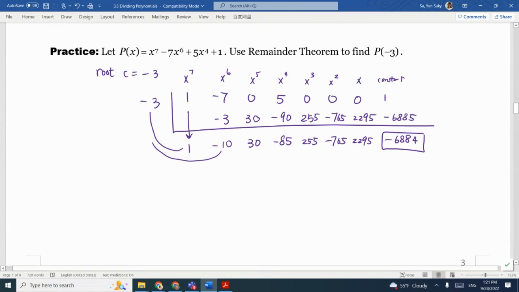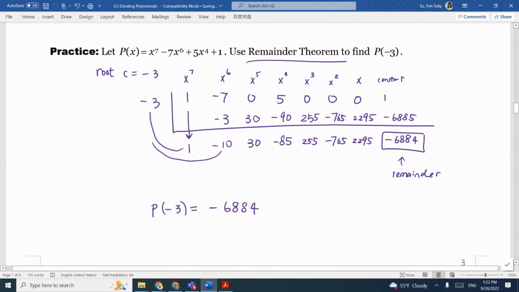So this is the remainder. Is that okay, everybody? So p of -3 equals the remainder, -6884. If the problem asks you to use the remainder theorem to find this, you have to do it this way. You cannot just put -3 into your polynomial function and evaluate. I know you get the right answer, but that's not the way the problem asks you to do it. Is that clear?